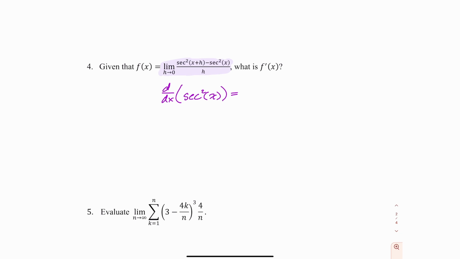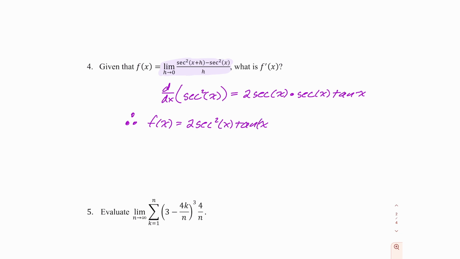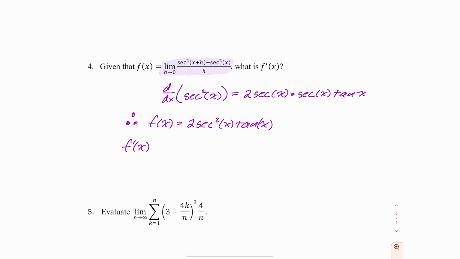which would be 2 secant of x times the derivative of secant of x, which is secant tan. Okay, so really, f of x is 2 secant squared times tangent. Okay, and the question is, what is f prime of x? So f prime of x is going to be really messy, and maybe I didn't think about that when I wrote the problem. So I'm going to go first and then second, right?